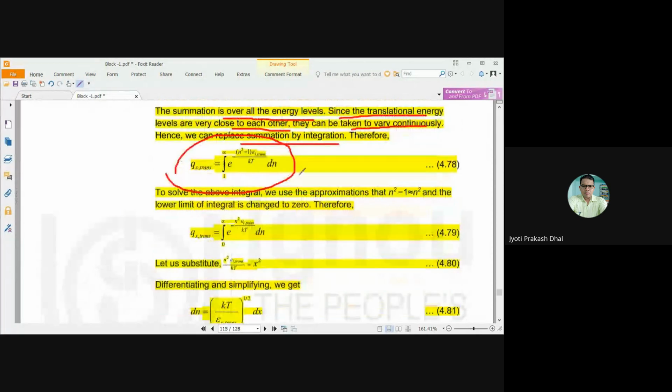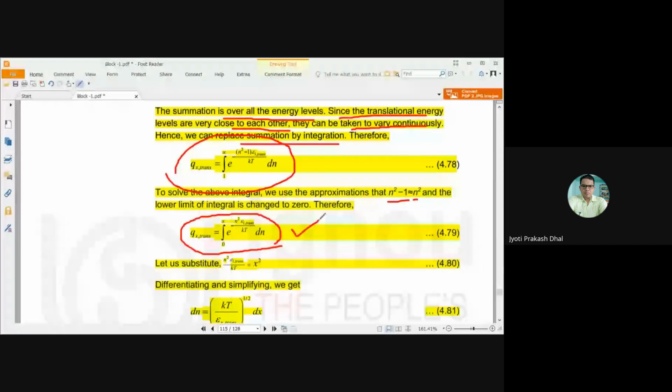Now, in order to solve this integral, we will use the approximation that n square minus 1 is similar to n square, because the value of n will be very high. So n square minus 1 is approximately equal to n square, and the lower limit of the integral should be changed to 0. Therefore, Qx translational will be the integration from 0 to infinity of e to the power minus n square epsilon 1 divided by kT dn.